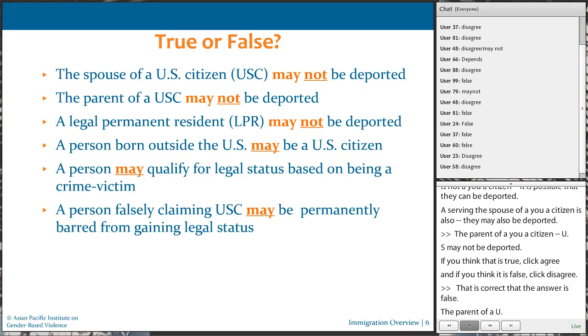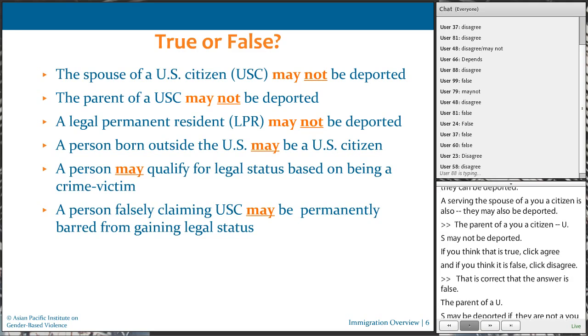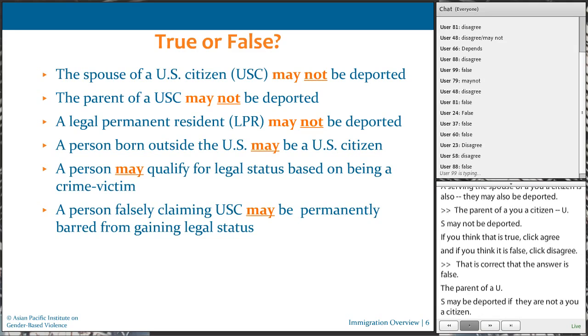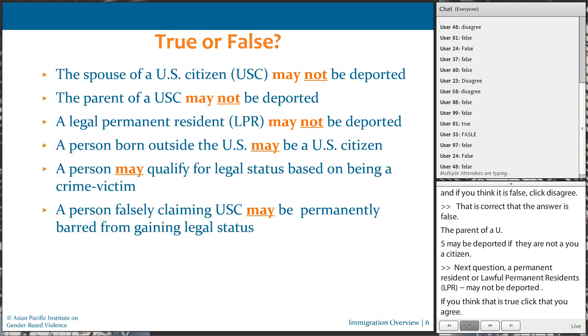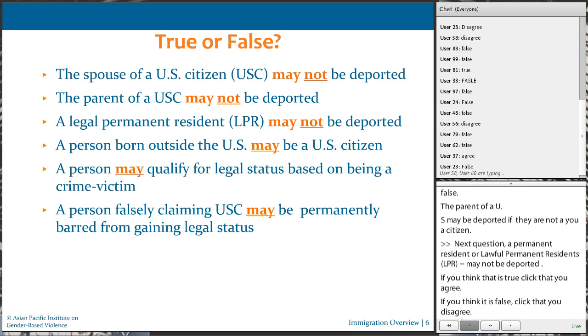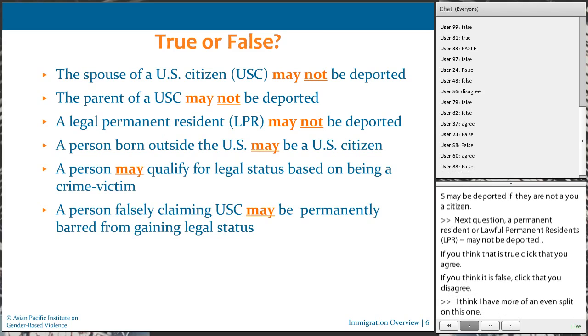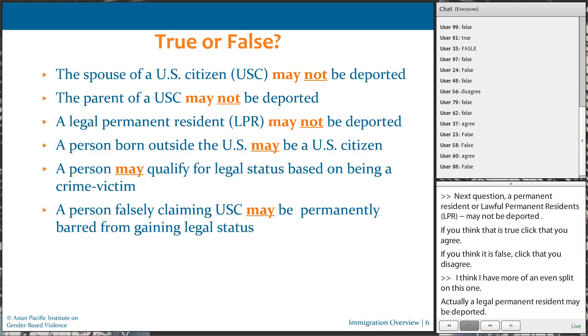Okay, next question. A permanent resident, or an LPR, may not be deported. True or false? If you think that is true, click that you agree, and if you think that is false, click that you disagree. Yeah, I think I've got a little bit more of an even split on this one. Actually, a legal permanent resident may be deported. Again, if they're not a U.S. citizen, it's possible that they may be deported, and I will talk about that more.